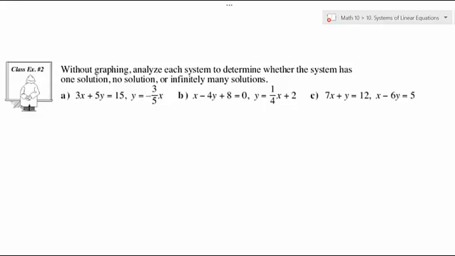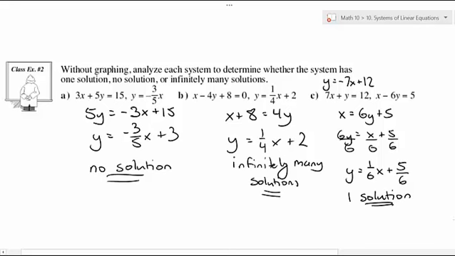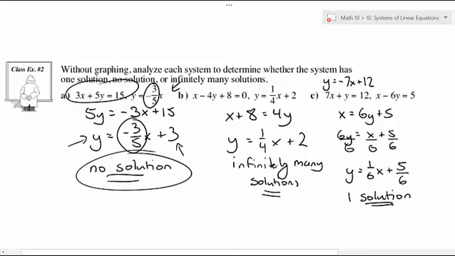Press pause now. We're back with class exercise number 2, and so I took this equation and I put it in y equals mx plus b form. I found that the slope was the same as this equation, but this has a y-intercept of 0, and this one has a y-intercept of 3. That means that these lines are parallel, they never meet, there's no solution.